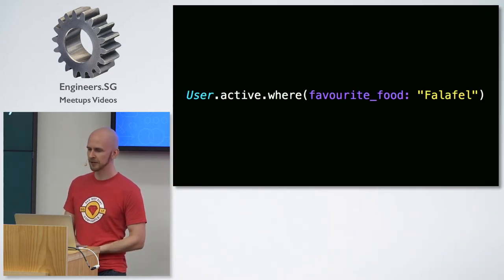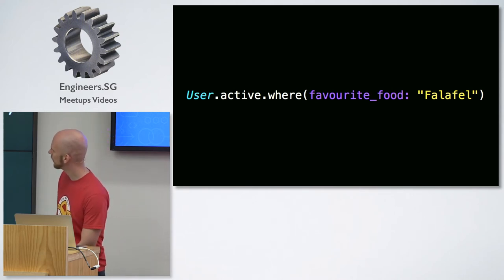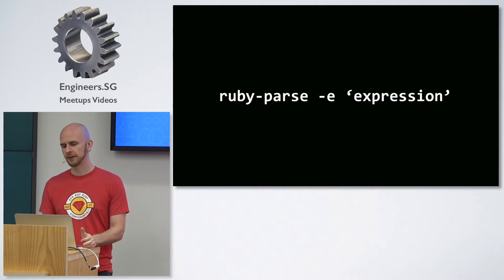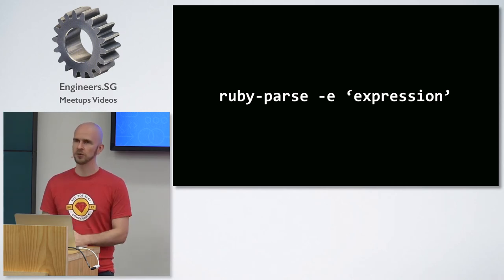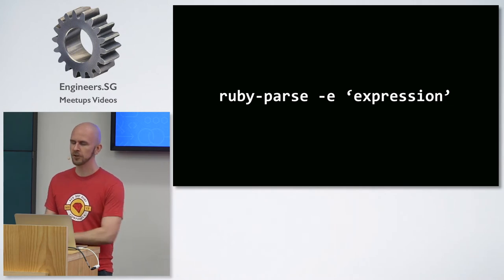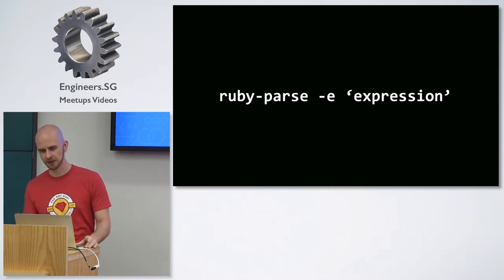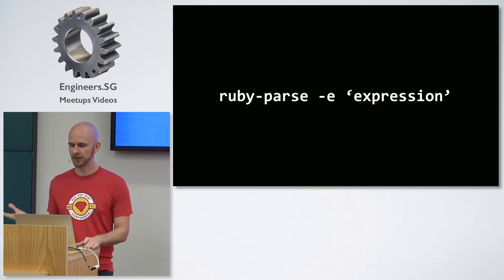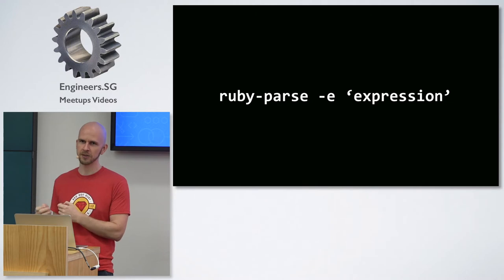I'm taking an example ActiveRecord-ish query, where to the User constant, we send the message active, and then we send the message where with a hash as the argument. Now, I'm going to use the command line tool provided by parser, ruby-parse, to show you the abstract syntax tree that is the result of this code. You can use it with the flag -e, which means you can pass it an expression directly from the command line. This allows you to really quickly inspect the abstract syntax trees of different snippets of Ruby code. It's always useful when writing these cops or working with the abstract syntax tree to have the tree available. So maybe you can copy paste it into a comment in your code or something.